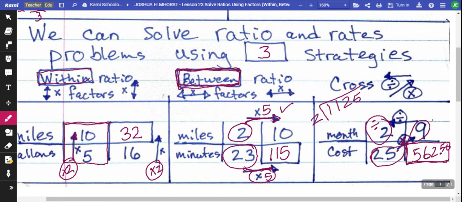So option 1, you look for your multiples within the ratio, up and down. Option 2, you look between the two ratios, left and right. If you find the multiple, great. Option 3, if you can't figure out the ratio up and down or left and right, then go diagonally, multiply, and then divide, and that will help you solve every time.